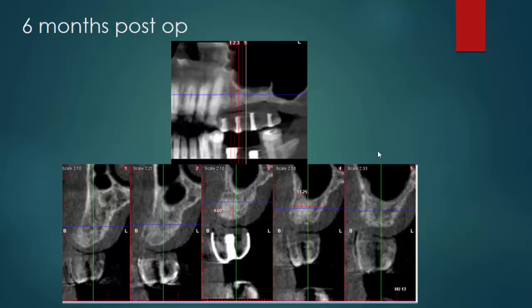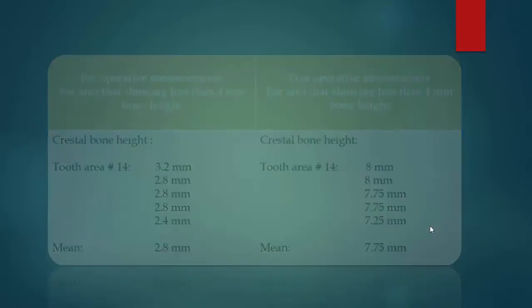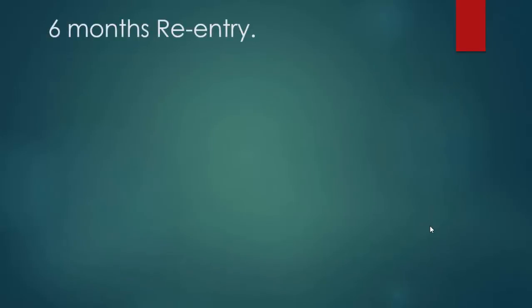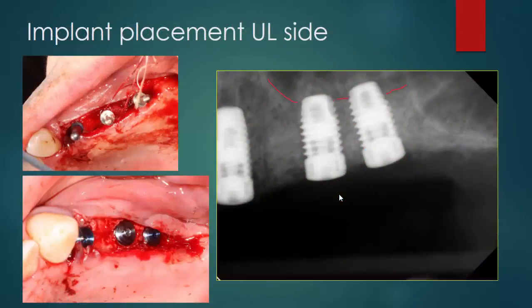Of course, in this case I did not want to do an elevation of more than 5 to 6 millimeters for fear of perforation. And this is just to show the bone gain that we achieved. Preoperative we had 2.8 millimeters, and postoperative we had 7.75 millimeters. So it's about 5 millimeters of bone gain. And this is 6 months re-entry. As we can see, we have well-formed dense bone, and this is the implant placement.